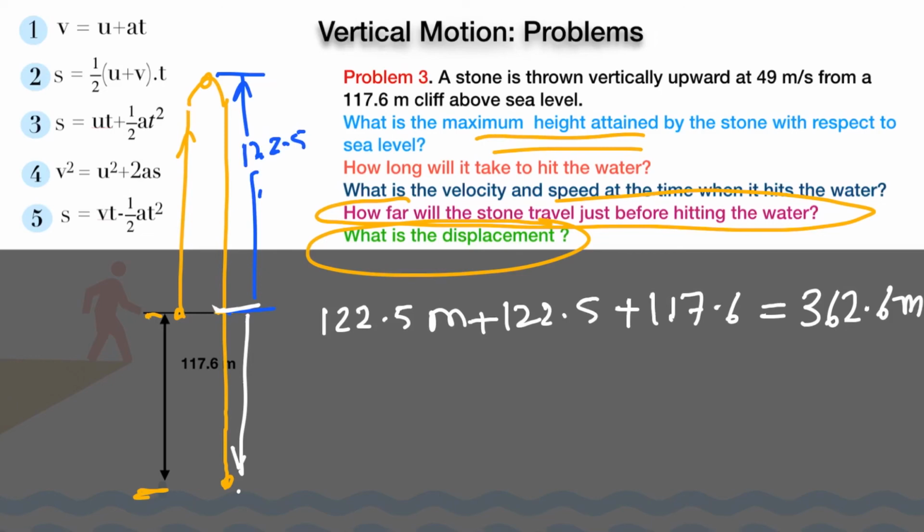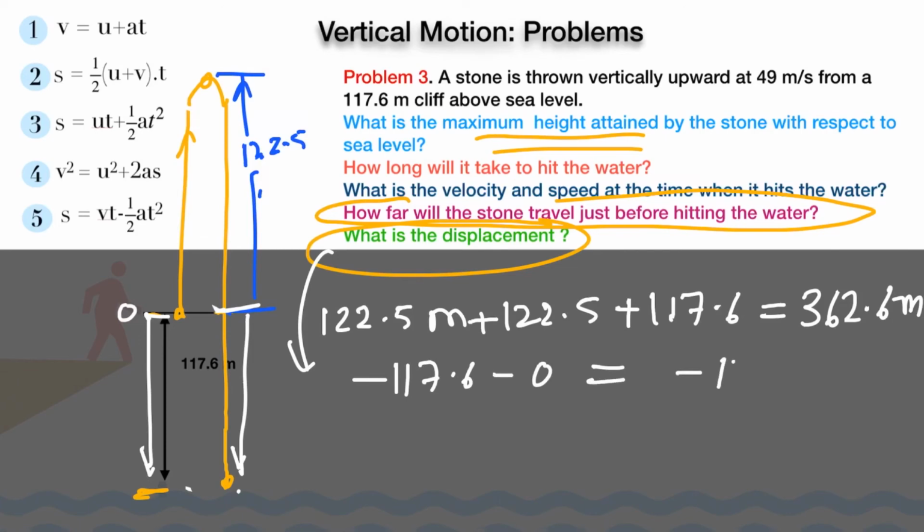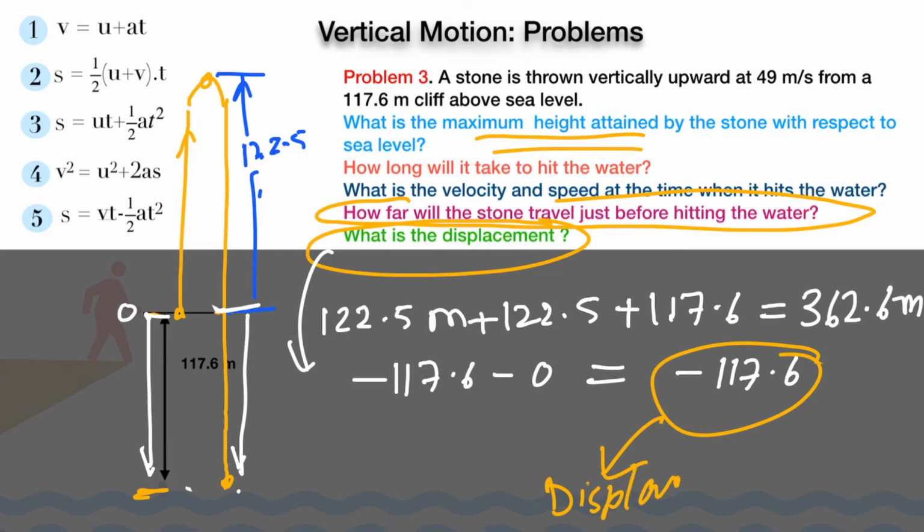Now what is the displacement? The next part of the question. Displacement is final location minus initial location. If I take the initial location as 0, the final location is in the negative direction, so that is minus 117.6 minus 0. So the displacement is minus 117.6. This is your displacement, and this is your total distance traveled.